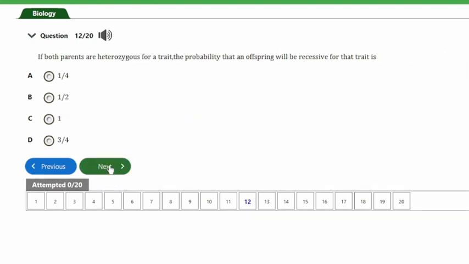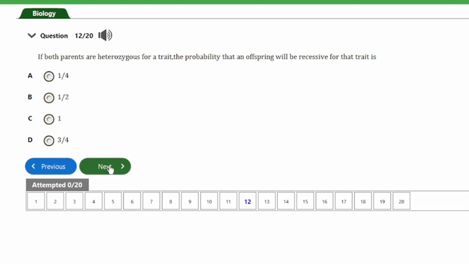The next question is question number 12. It says, if both parents are heterozygous for a trait, the probability that an offspring will be recessive for that trait is A, 1 over 4, B, 1 over 2, C, 1, and D, 3 over 4.